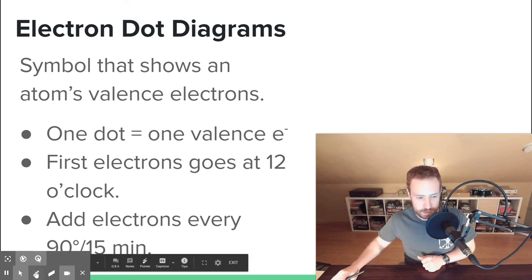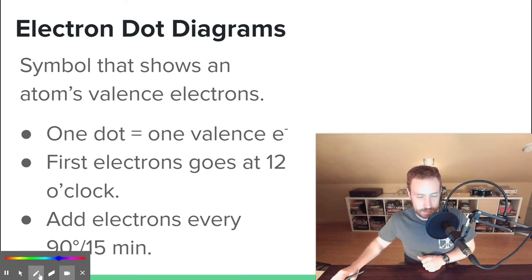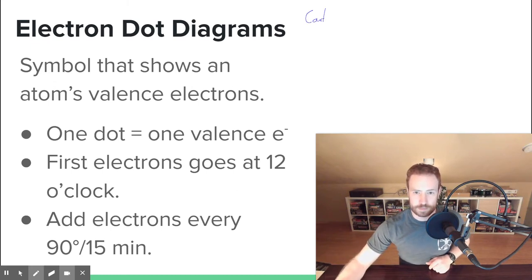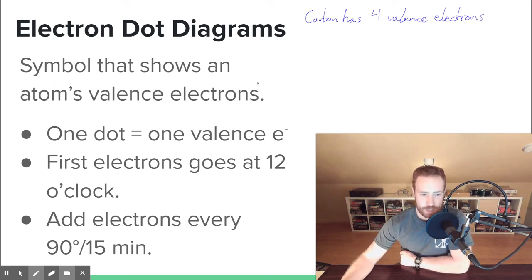carbon. Carbon has 4 valence electrons. So, to draw the electron dot diagram for carbon, we need the symbol for carbon in the middle, which is a C, and 4 dots around the outside, 1 dot representing each of its 4 valence electrons.